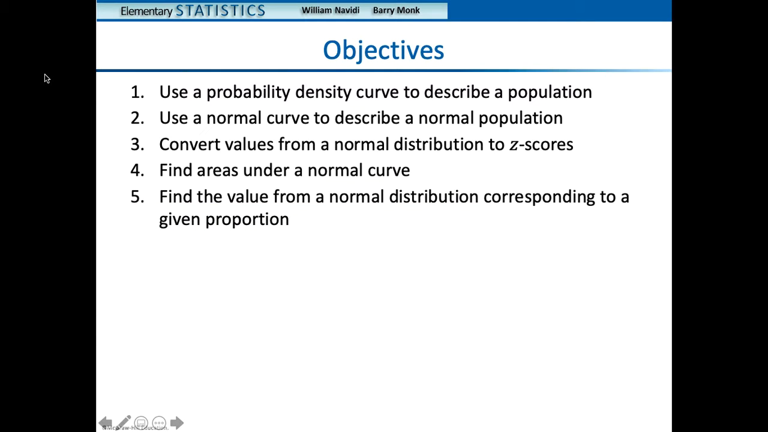And here are the objectives. We're going to start by talking a little bit about the basics of probability density curves and how they can be used to describe a population. And then we'll introduce the normal curve and discuss how that can be used to describe a normal population.